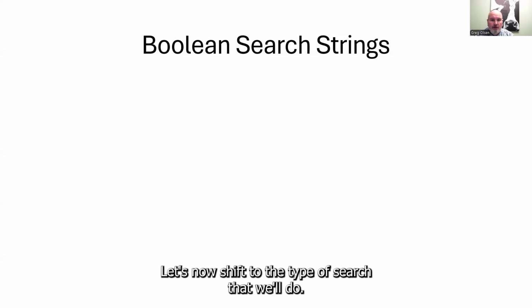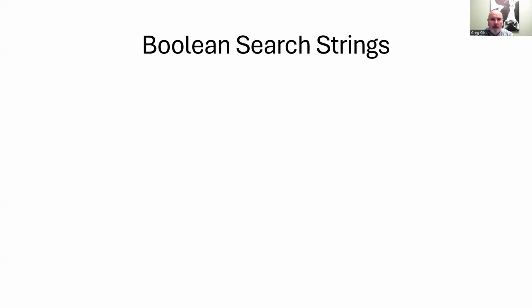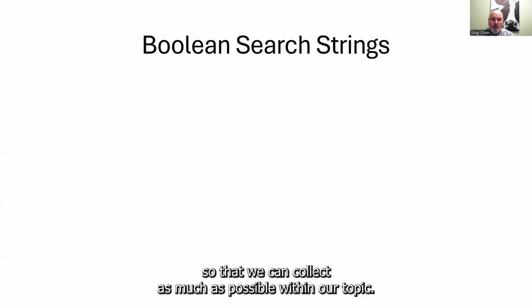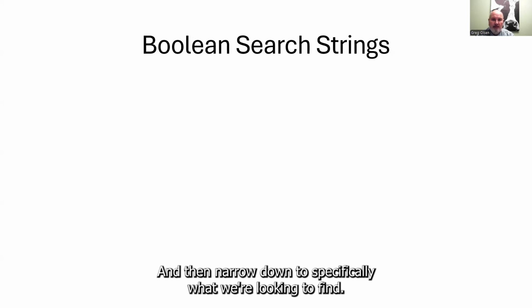Let's now shift to the type of search that we'll do on EBSCO, which is what's called a Boolean search string. This is going to be different than what we use for Google. We're going to try to refine our search so that we can collect as much as possible within our topic and then narrow down to specifically what we're looking to find.